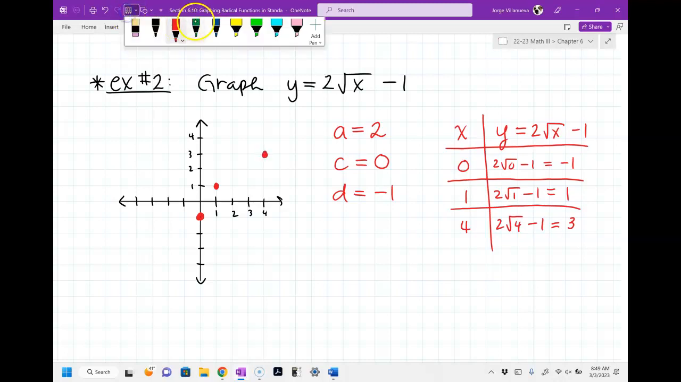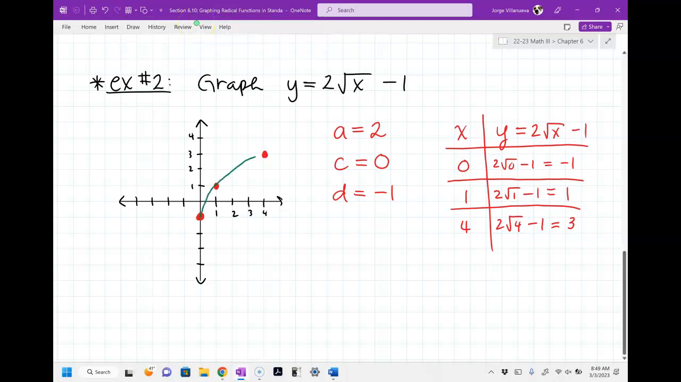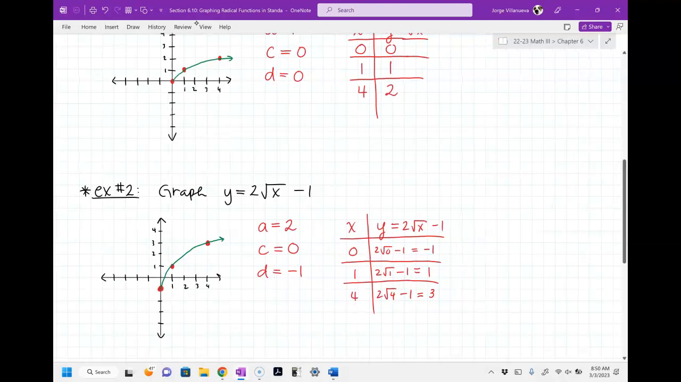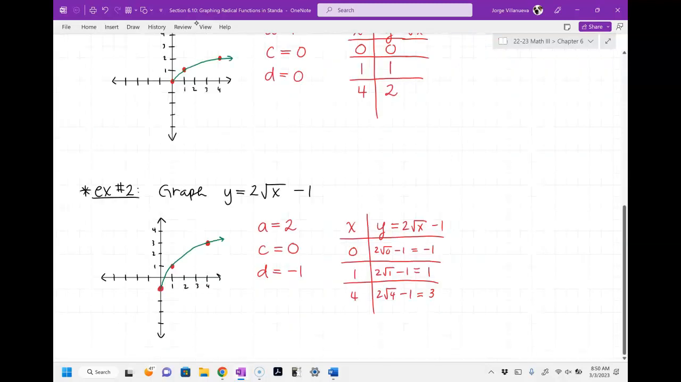Now let me connect the dots. Remember, this is like a curve, so it is curving. So there you go. There's that graph. Notice it looks different than the other one, right? It's rising faster. It's going up faster. It's not as nicely kind of just going slowly. It's going up faster, okay? So that's what happens when you put an amplification in front of it that's bigger than 1. If it was smaller than 1 but bigger than 0, meaning a fraction like a half, a third instead of a 2, then it'd be crawling its way up just real slowly, okay? So are we okay with this one?